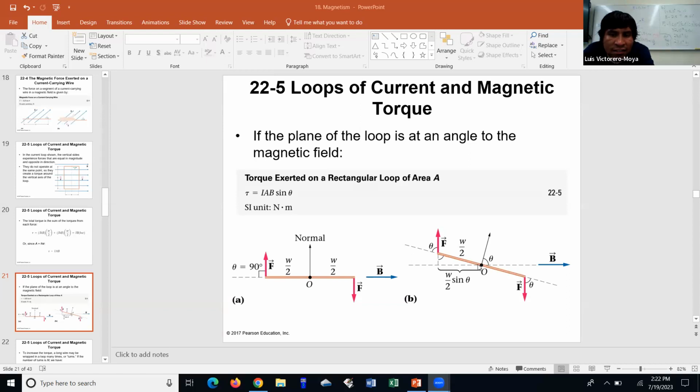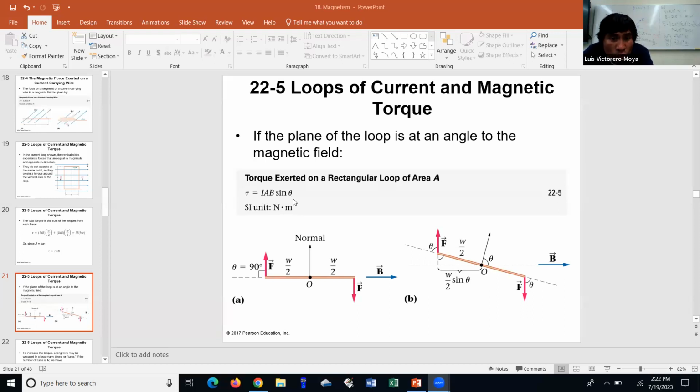So that changes the distance between the axis and the action of the force. Instead of being W half, parallel lines, theta, theta, theta, right? Or you can think about this as 90 minus theta, because they have to add up to 90 here. This is theta and this is theta. So if this is theta and this is W half, this is W half sine theta. So now that's the distance. That's where your angle comes. And we use that as a distance, and we get the equation IAB sine theta.